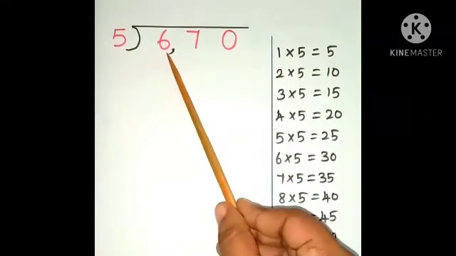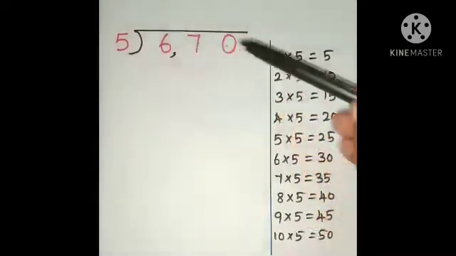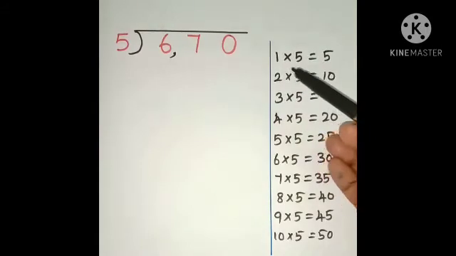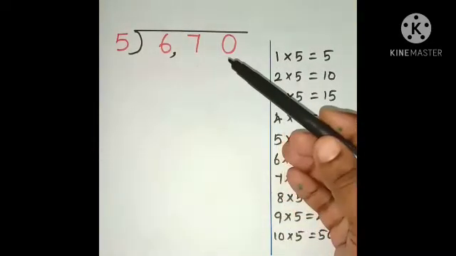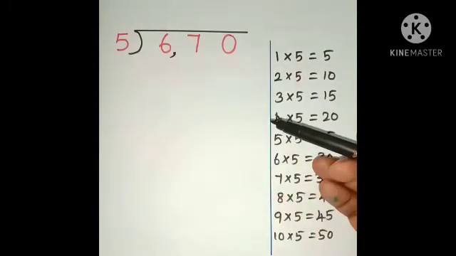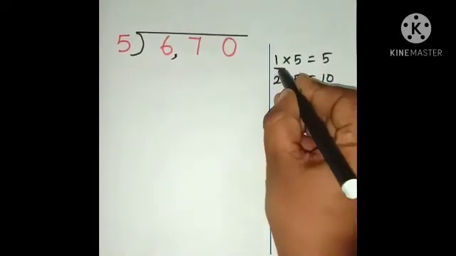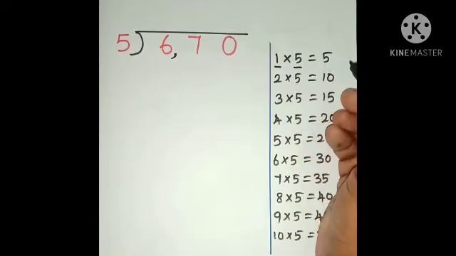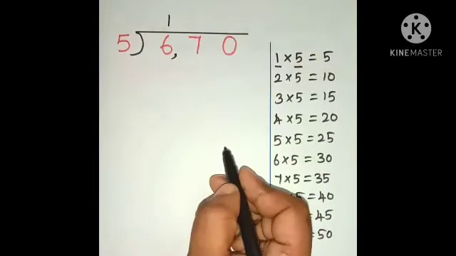Now, students, divide 6 by 5. 5 goes into 6 one time. That is 1 into 5 is equal to 5. 1 5s are 5. Now, students, 5 divides 6 one time with the remainder 1. Place the quotient. Here 1 is the quotient and 5 is the divisor. Write down 1 above the long division bar.